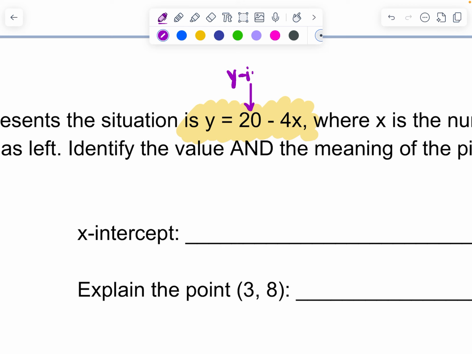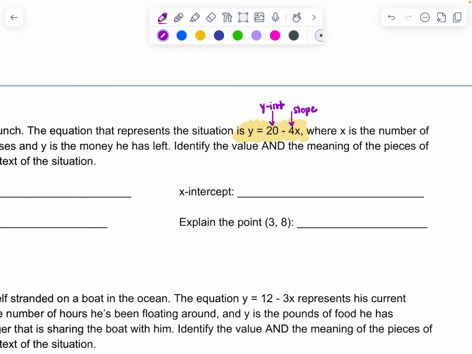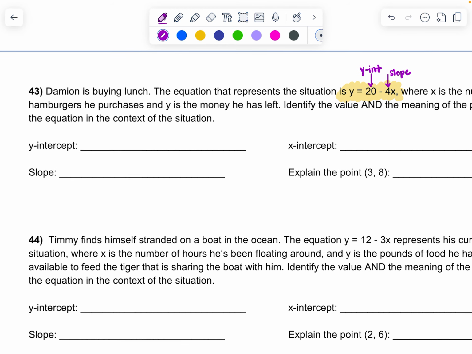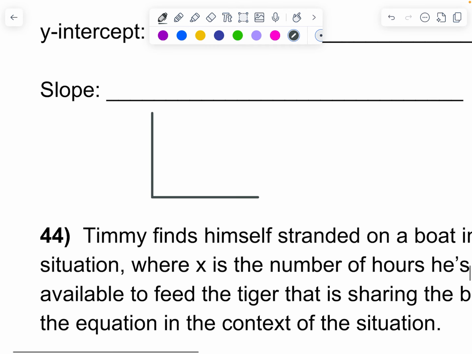And so that means the 20, because it's our constant, is our y-intercept, right? And -4 is our slope, the number in front of the x when it's in y equals mx plus b form. So be super, super careful. I always like to make a graph. You don't have to do this if you don't want to, but I'm going to draw myself a little graph really quick.